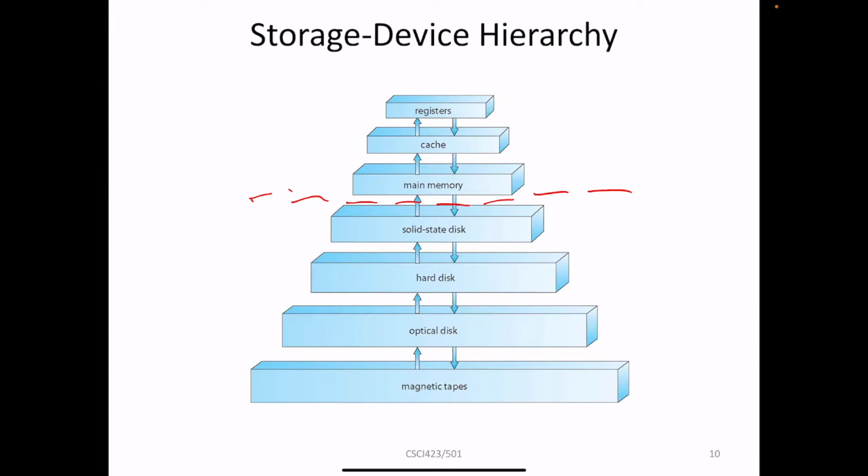And the non-volatile group can actually be further divided into two parts. Solid state disk and hard disk, these two we also call secondary storage. And the optical disk and magnetic tapes are called tertiary storage.